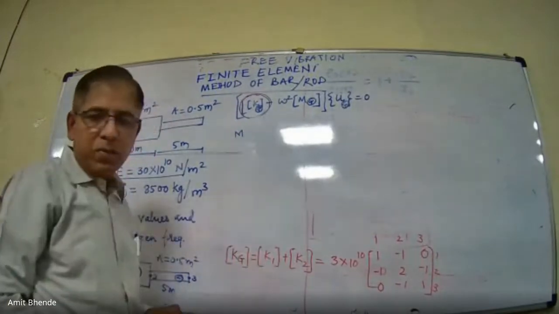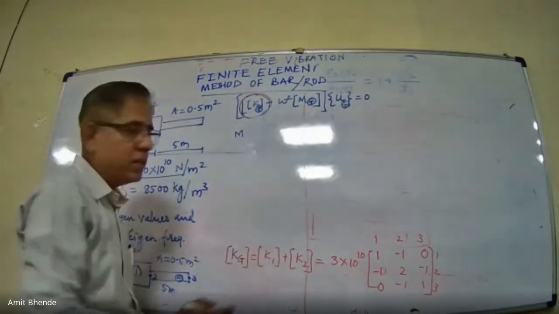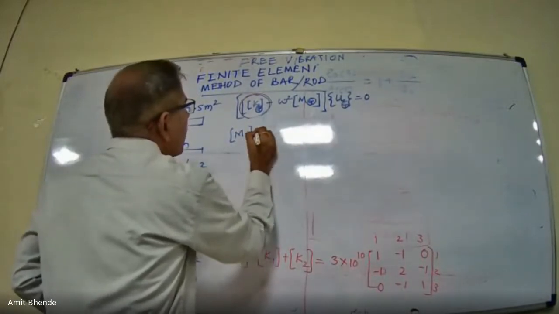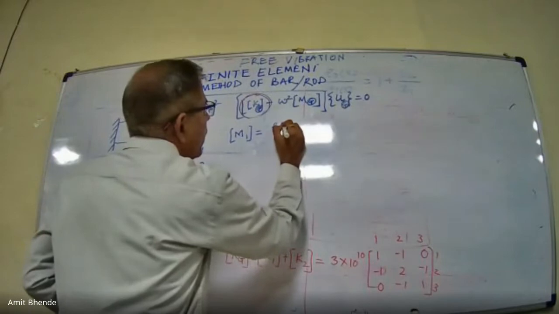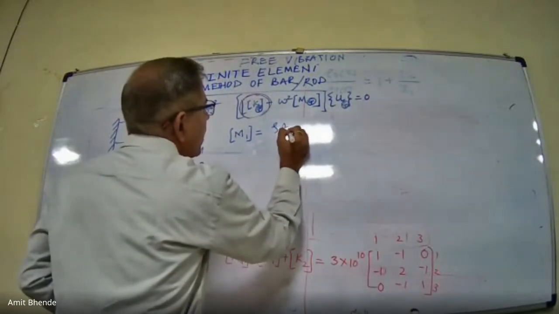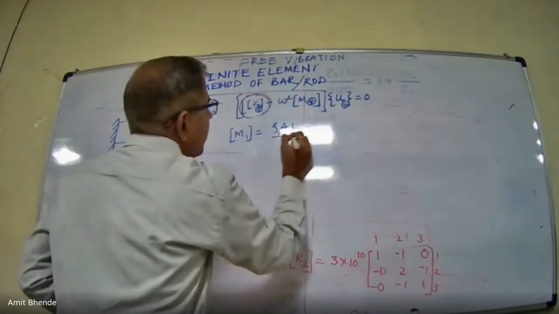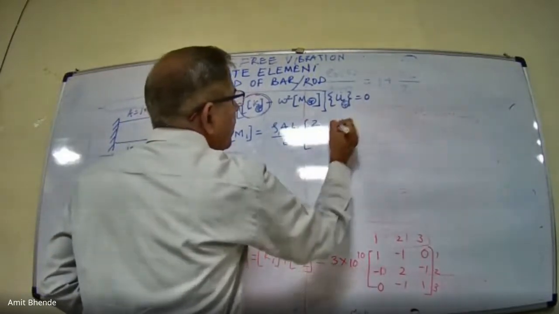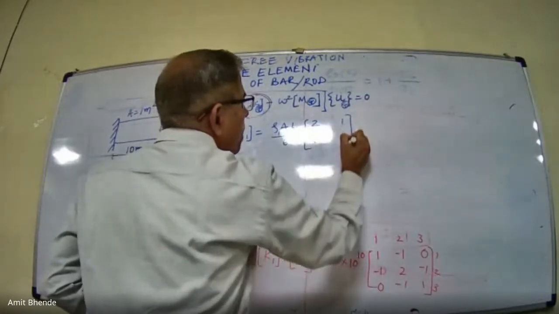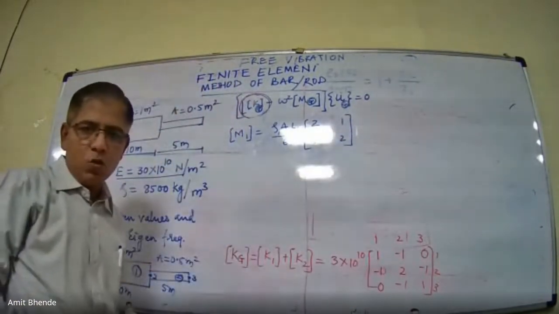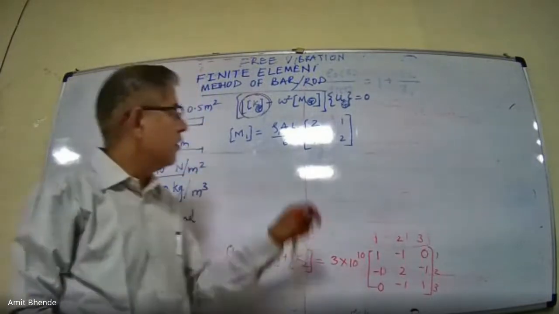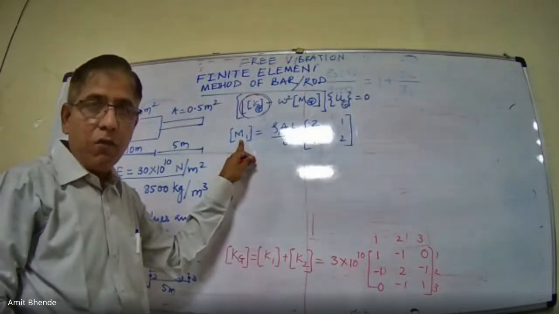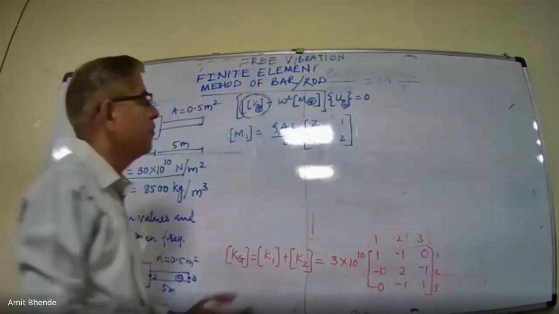So to find out the global mass matrix, first we find out the element mass matrix. So element mass matrix M1 is given as rho 1 A1 L1 divided by 6 times the matrix 2, 1, 1, 2. This is the formula for the mass matrix for a cantilever beam.